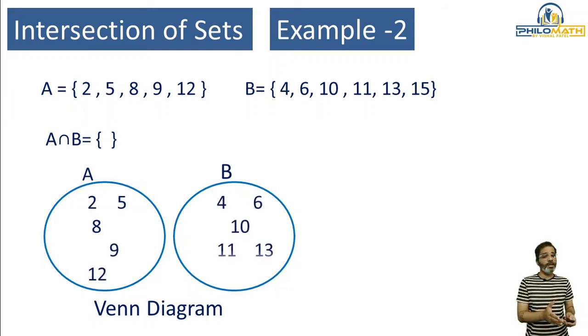Now whenever you draw a Venn diagram, shading is always important. What is the answer over here, students? A intersection B, the answer is empty. Empty means nothing. So what should I shade over here? Nothing. So just draw A and B and do not shade anything over here. Okay, so this is the second example.